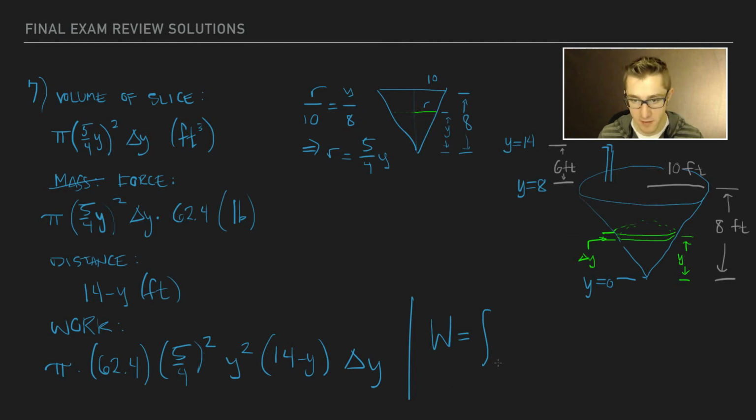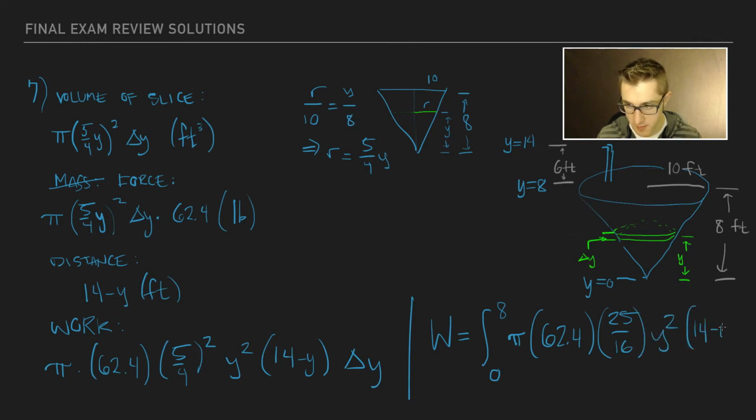The integral is defined from 0, which is the bottom of the cone, to 8, which is the top. So 0 to 8. And then I have all those constants, where I believe I left out the pi. Oh, and the pi's there, sorry. I have all those constants, pi times 62.4 times 25 over 16 times y squared times (14 minus y), and then we have a dy. So I trust that you could do this integral by yourself. I'm not going to spend time in the video doing it. All this is constant. You're really just integrating y squared times (14 minus y).